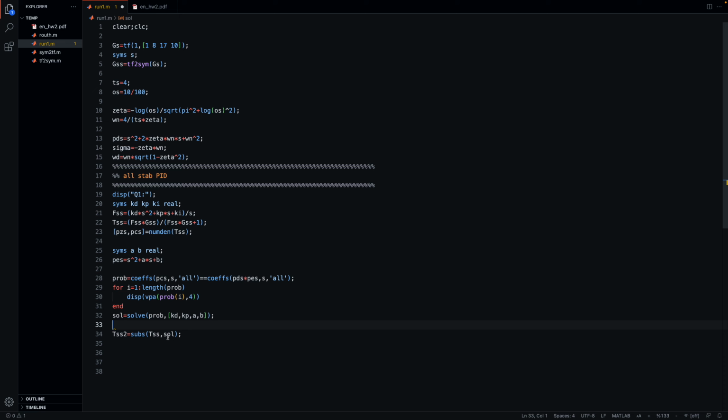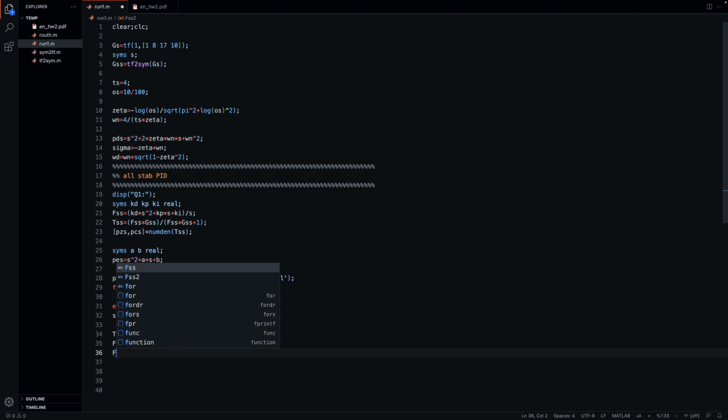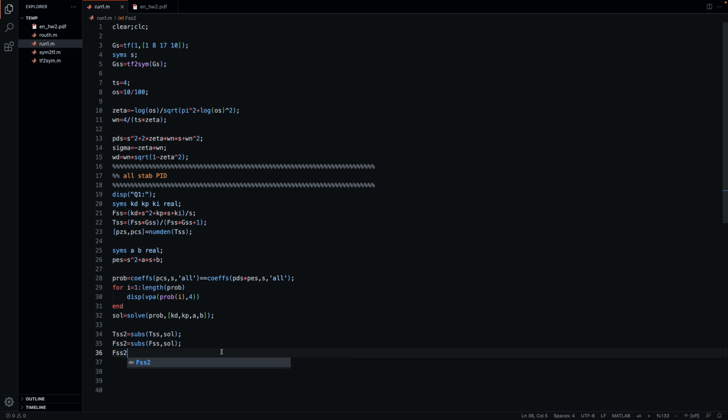So we could just provide sol to subs, and it will look up all the possible values and substitute them into it. So once I do this operation, once I run this command, TSS2 will only depend on Ki, and all the other parameters will be substituted in. So you can do that to the controller too, which is a nice feature in this case, because in the question we are asked to basically state the controller. So why should we not use it?